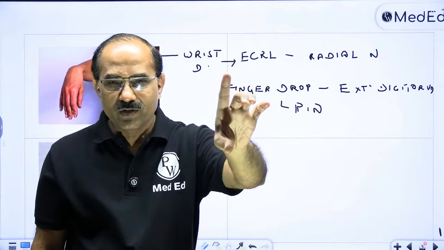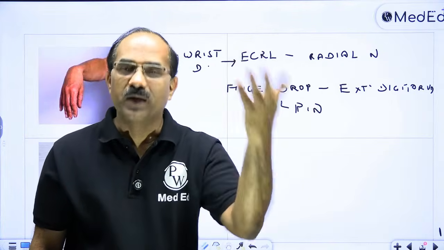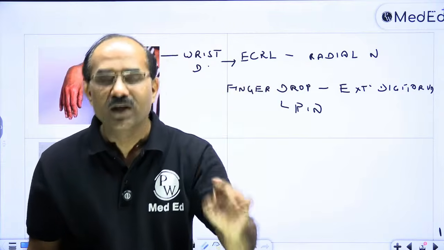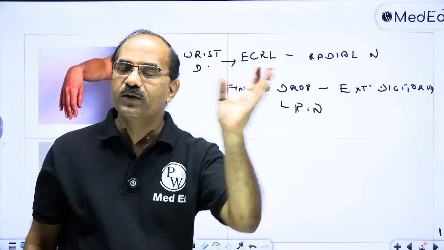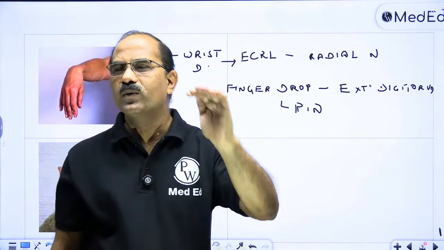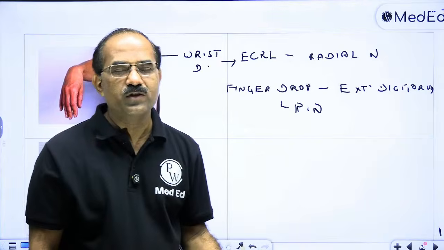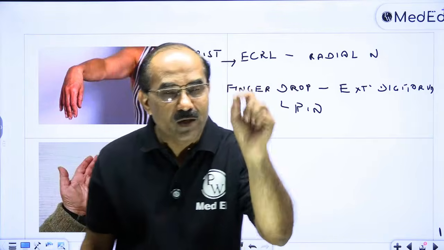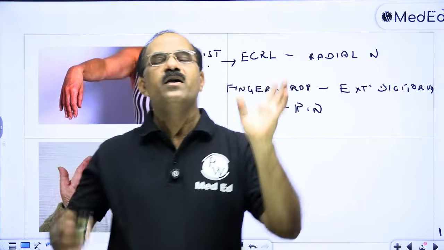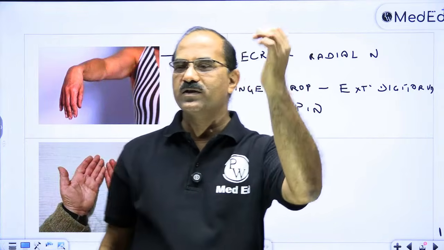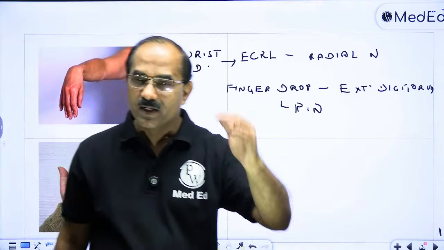If the radial nerve is injured, since the posterior interosseous nerve is a branch of the radial nerve, we get a wrist drop as well as a finger drop. But if only the posterior interosseous nerve is injured, we get only a finger drop. Pure lesions of the posterior interosseous nerve में क्या मिलेगा? Finger drop. Wrist drop is not going to be there in lesions of the PIN. That's a deep branch of the radial nerve.